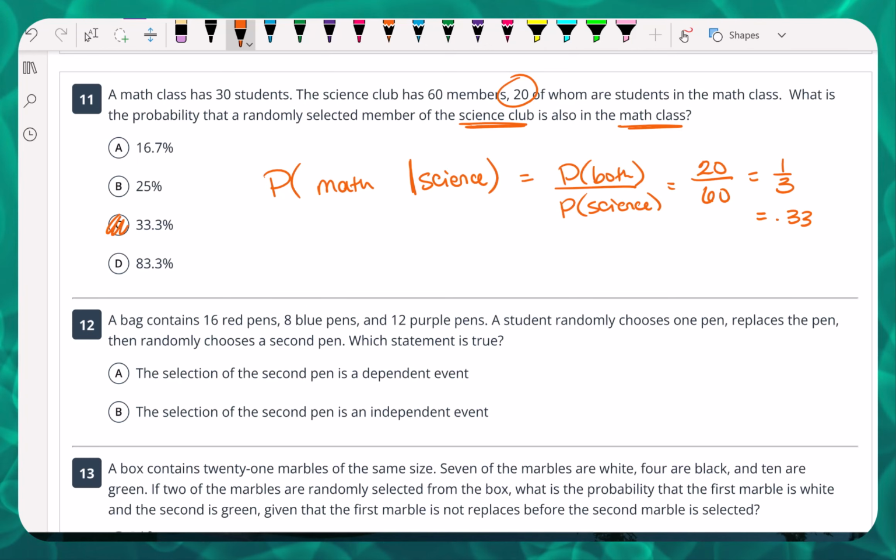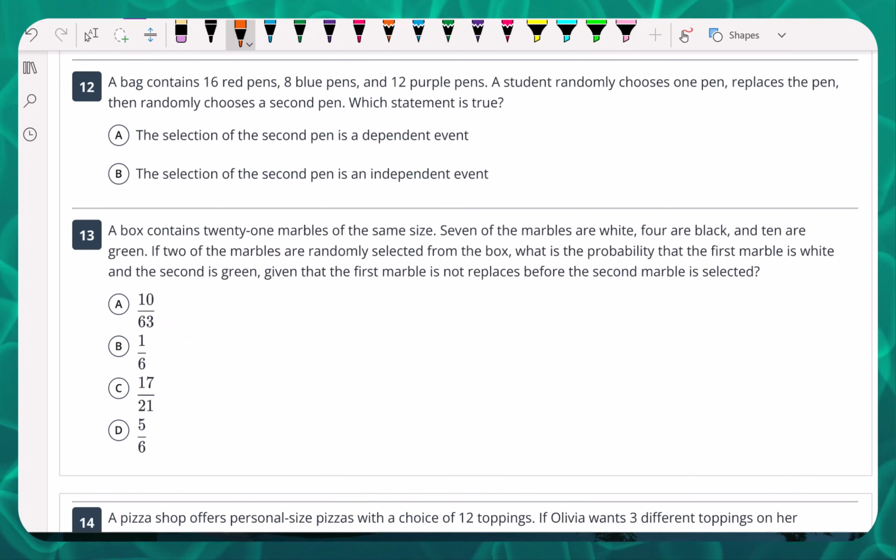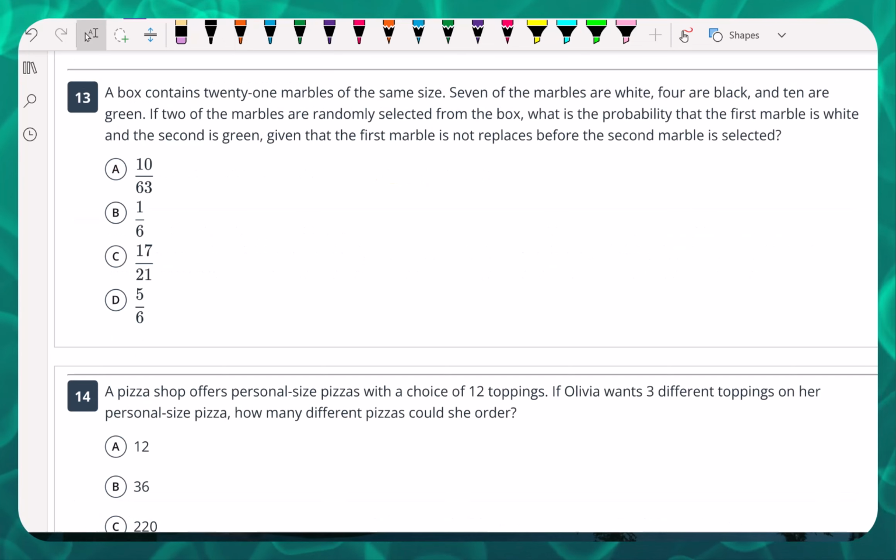All right, so question number 12 is trying to figure out if you know the difference between a dependent and an independent event. So dependent means that it is affected by the other events, and independent means it is not affected. So if you have a bag with a whole bunch of pens in it, somebody picks a pen and then they replace the pen. So if they take it out and they replace it, are they really changing that sample space? No, they're not. So one draw does not affect the other, which means that it is an independent event.